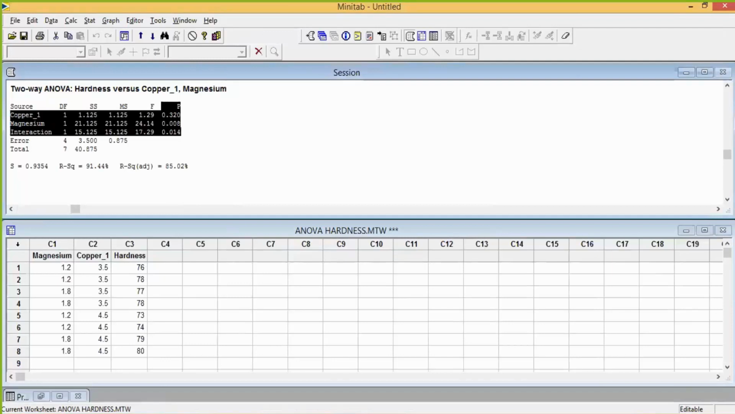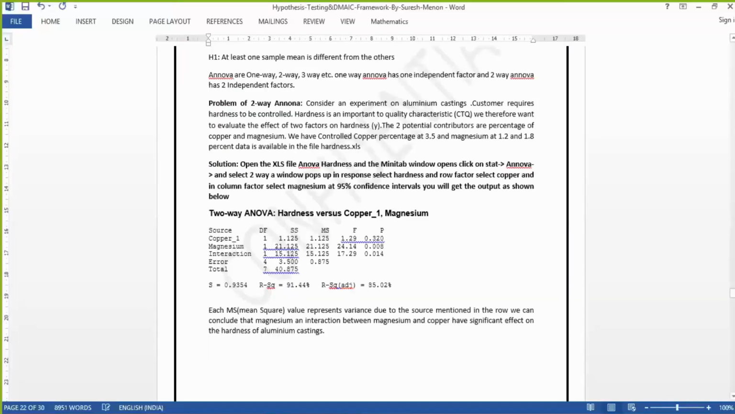From that info, what do you infer? So p-value is greater than 0.05 here. Each mean square value represents variance due to the source mentioned in the row. We can conclude that the magnesium and interaction between magnesium and copper have significant effect on the hardness of the aluminum casting.